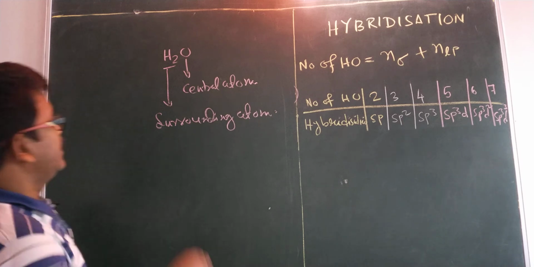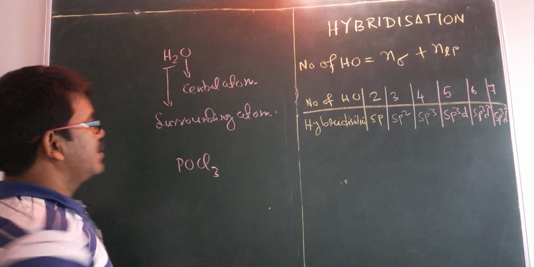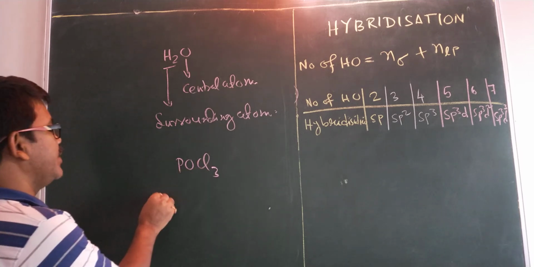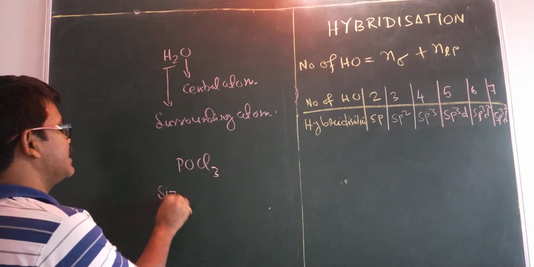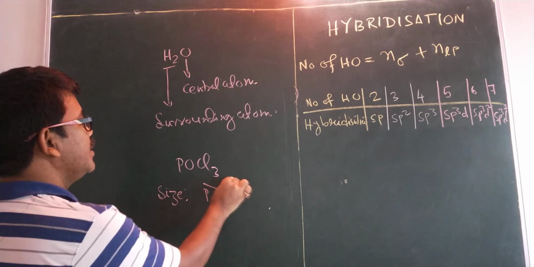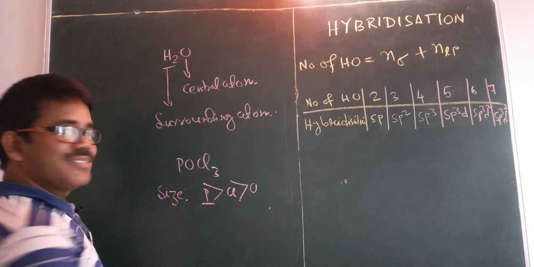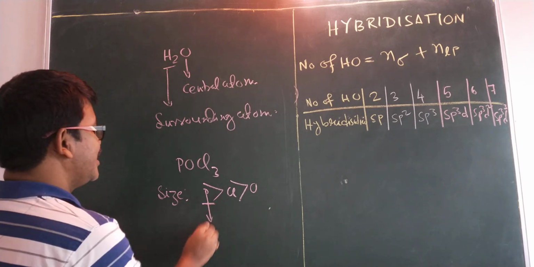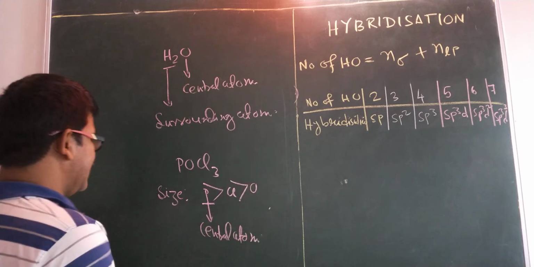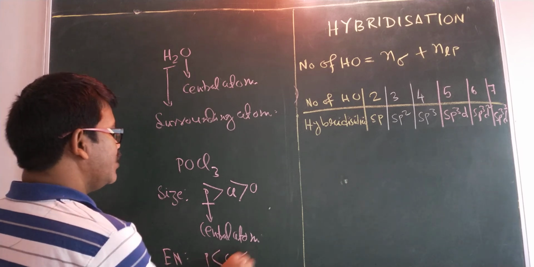Similarly, if you take another example like POCl3, there are three atoms: phosphorus, oxygen and chlorine. Out of these, if I talk about the size, phosphorus, then chlorine, then oxygen. The largest size is phosphorus. This is the central atom. And we know size and electronegativity are inversely proportional. Therefore, electronegativity is in the order phosphorus, chlorine, then oxygen.